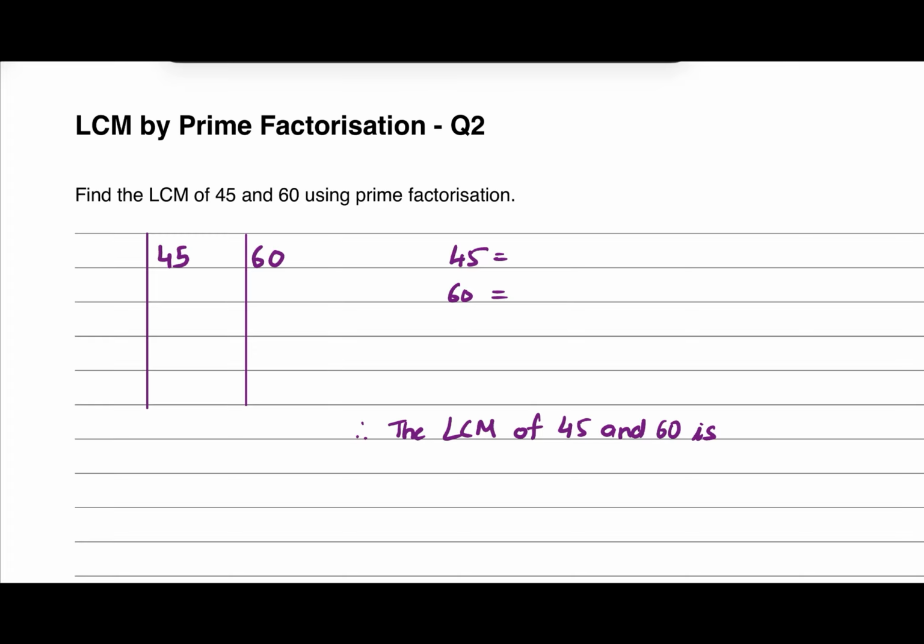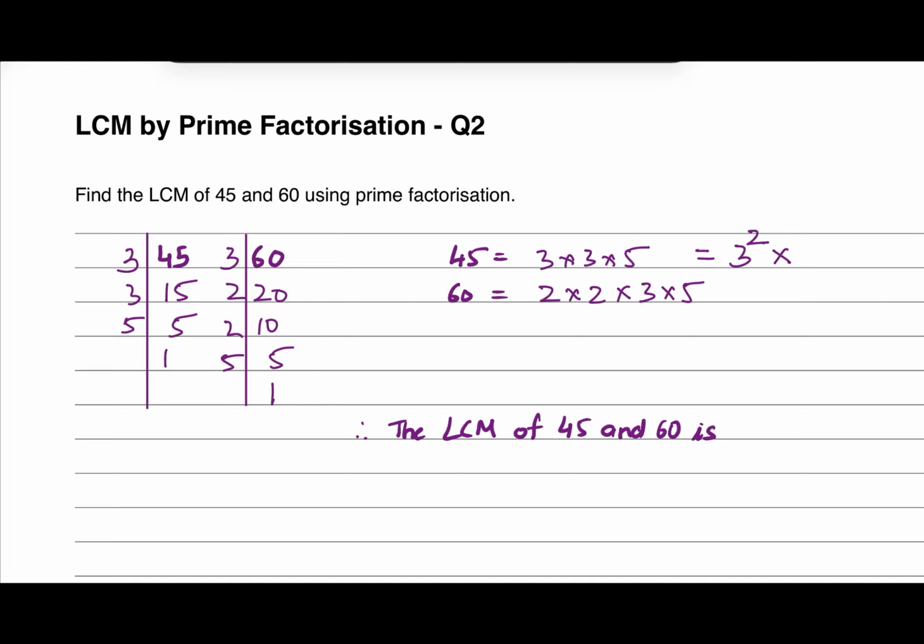Let us first begin with prime factorizing. I want to do 3 15s is 45, 3 5s are 15, 5 1s are 5. I want to start with 3 20s are 60, 2 10s are 20, 2 5s are 10, 5 1s are 5. Okay, 45 is 3 into 3 into 5, and this is 2 2s, 1 3 and 1 5. Now, how many 3s are there? 2. And how many 5s? Just 1. How many 2s? 2. How many 3s? 1. And how many 5s? 1.